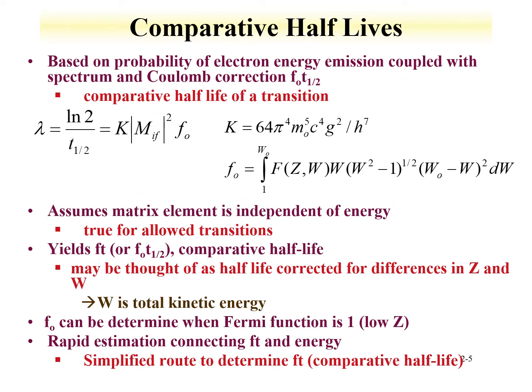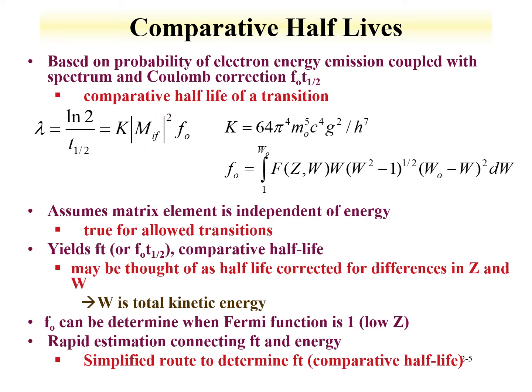We can use this information to develop something called comparative half-lives. This is based upon the probability of an electron energy emission coupled with the spectrum and Coulomb correction. And we're going to call this Ft, or F0 T1/2. This is basically a comparative half-life for a transition, where the decay constant is equal to log 2 divided by T1/2, which is equal to K, our matrix element, and this F term.